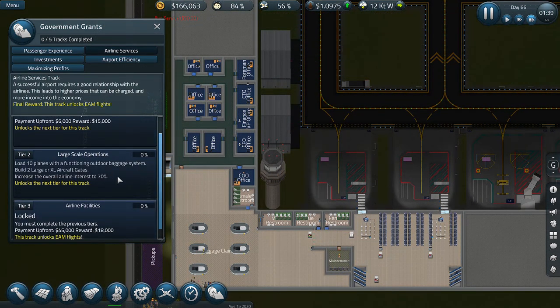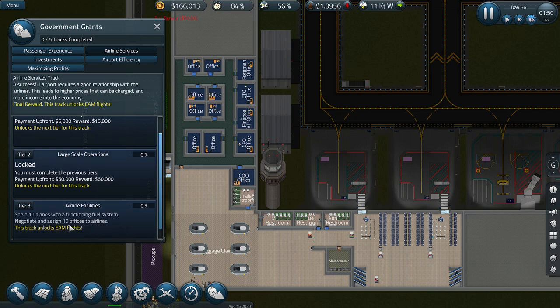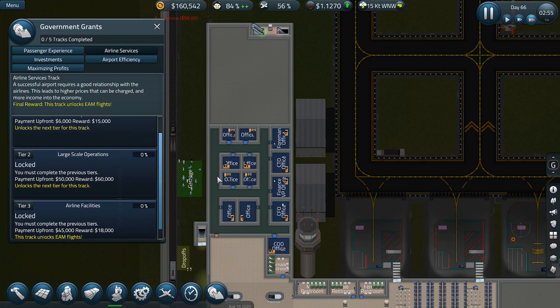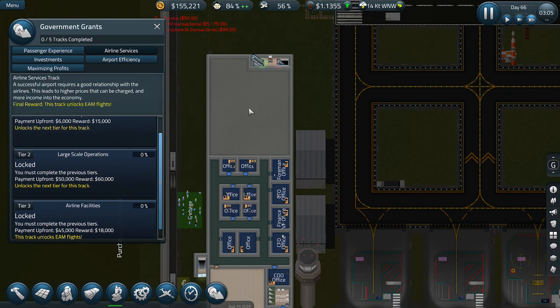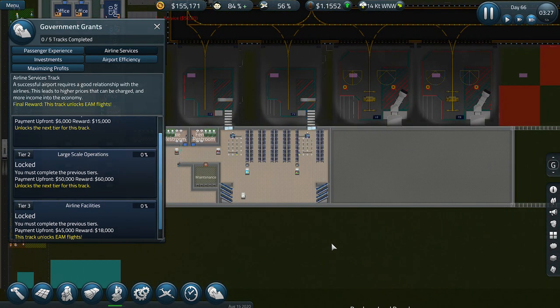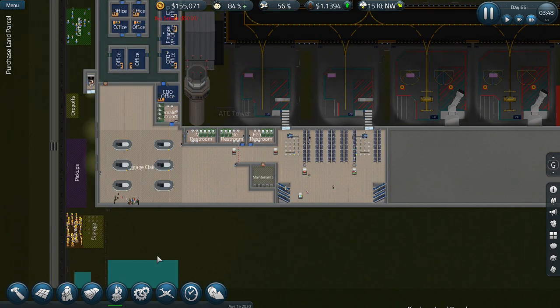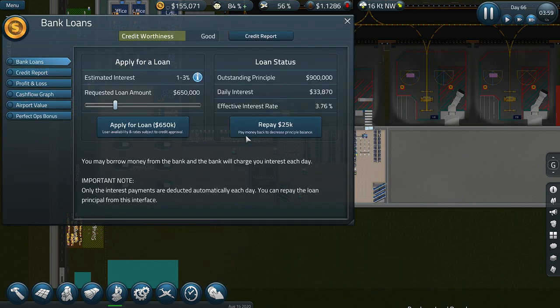And then once we're able to get that up there, then tier three, which unlocks the early AM flights, is service 10 planes with functioning fuel system, which we're working on, and negotiate and assign 10 offices to airlines, which means we need to expand our offices here, which it's lucky that we have this nice expansion right here that we can expand offices into. So, I think we'll do that next time. We've gotten pretty far this time. So far, in fact, that I can go in here and pay off another $100,000.